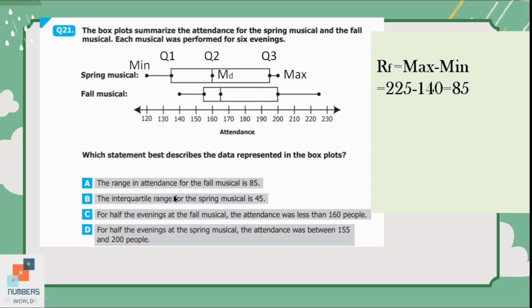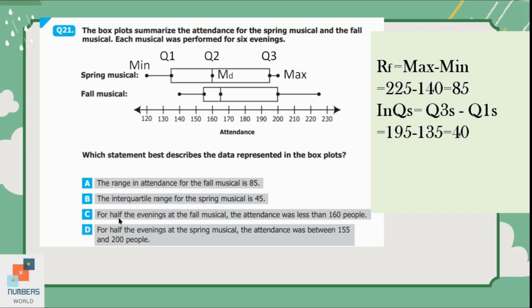Option B: the interquartile range for the spring musical is 45. To calculate the interquartile range, we subtract the first quartile from the third. So the value of the third quartile is 195 and the value of the first quartile is 135. If we subtract these two numbers, we get 60. But in option B it's mentioned it should be 45, which is incorrect.